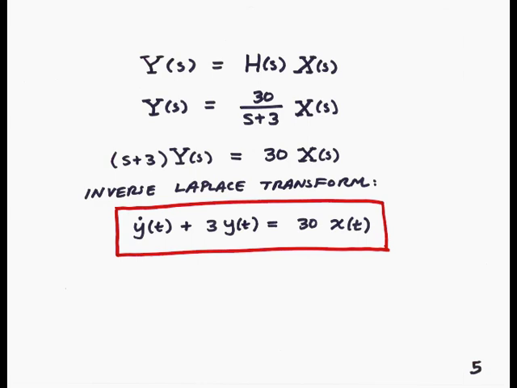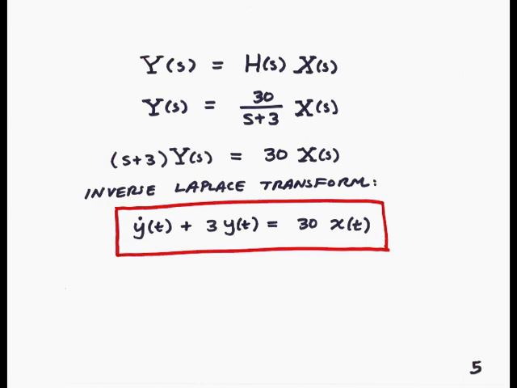Let's do that final step. We have y of s is h of s times x of s, and h of s is 30 over s plus 3. So multiplying both sides by the denominator here, we have s plus 3 times y of s is 30 times x of s. And then it's straightforward. We take the inverse Laplace transform, and we find y dot plus 3y equals 30 times x. And that's our differential equation, and we found it from the given input and the given output.